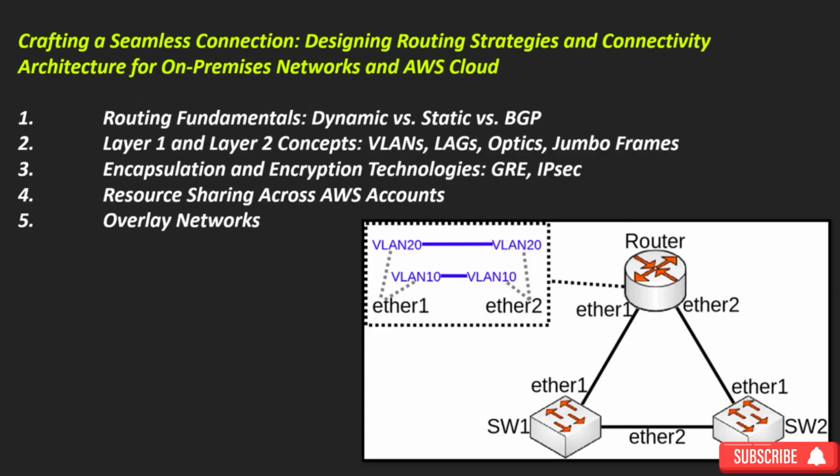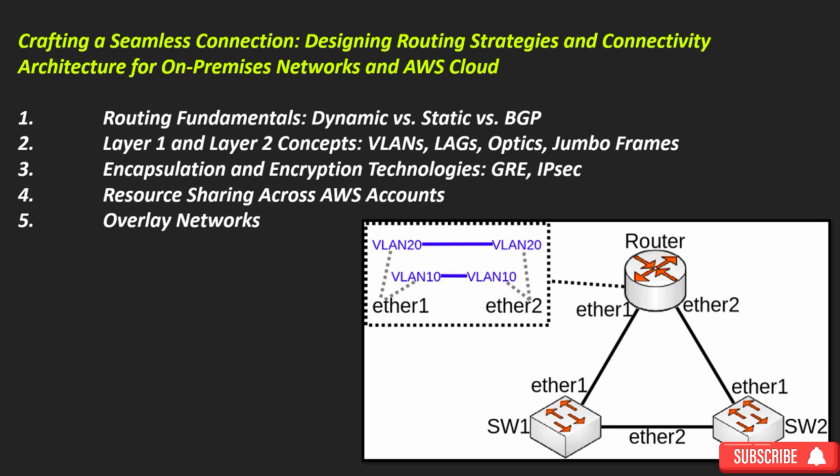The next part we need to talk about is crafting a seamless connection. What are the designing routing strategies and connectivity architecture on on-premises networks and the AWS cloud? In today's rapidly evolving technological landscape, businesses are increasingly turning to the cloud for scalable, flexible, and cost-effective solutions. Amazon Web Services stands at the forefront of cloud service providers, offering a plethora of services to cater to these types of diverse business needs. One critical aspect of transitioning to the cloud is establishing a robust connection between on-premises networks and the AWS cloud.